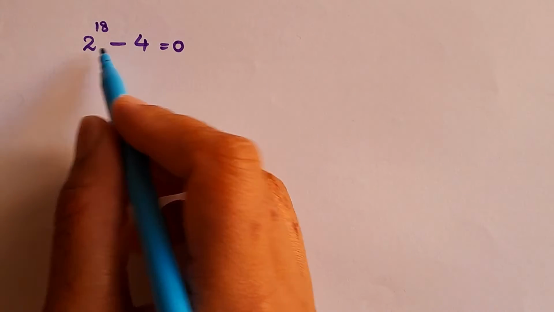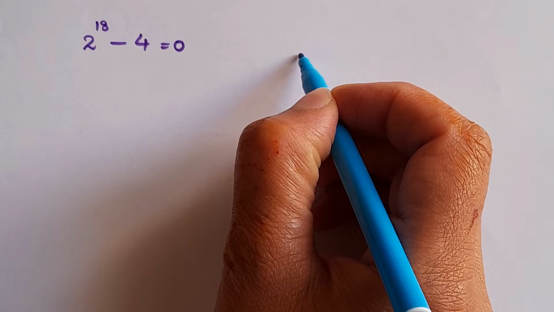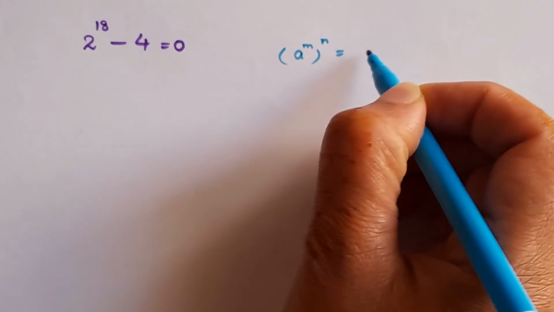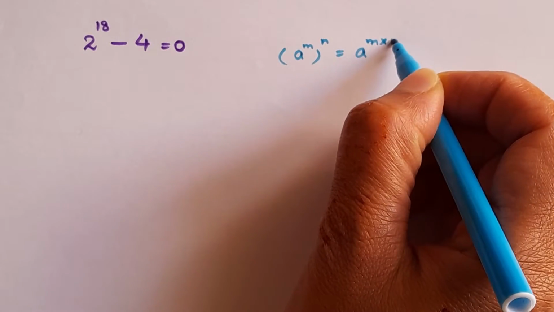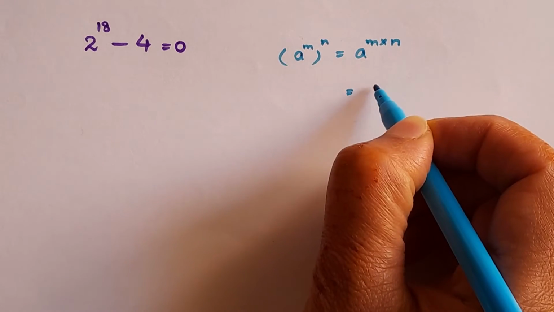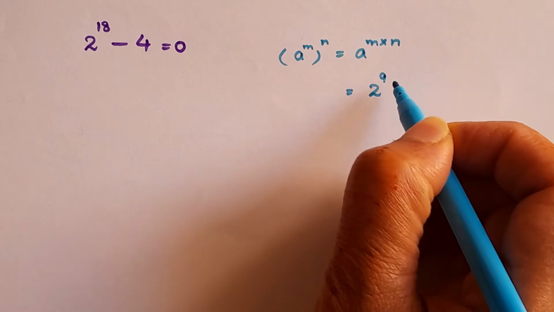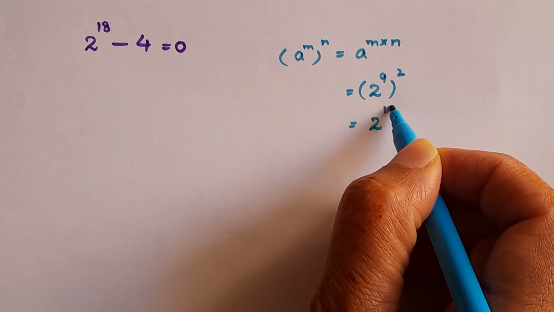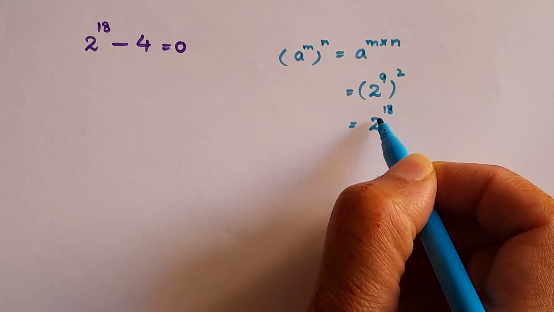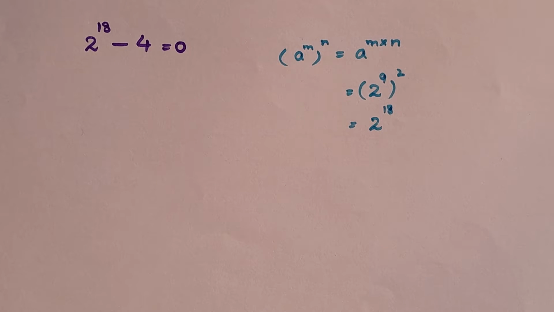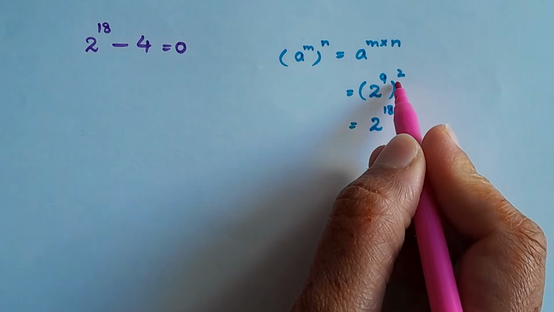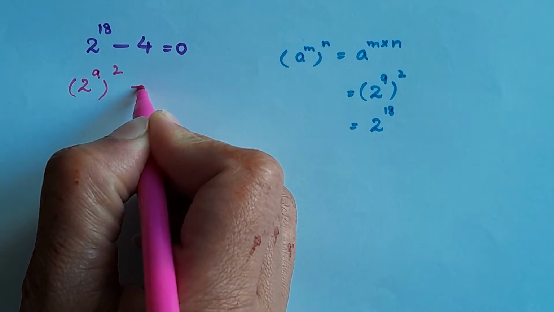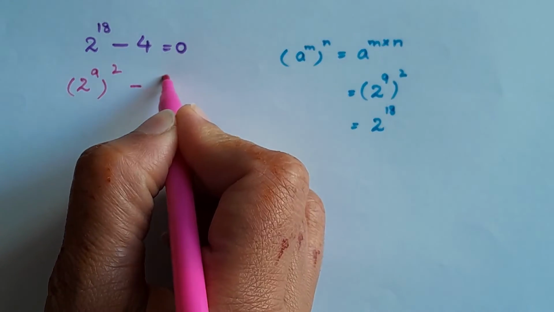We are going to split the power using the power rule. That power of a power rule is: if a raised to power m, raised to power n, this is equal to a raised to power m times n. We can split the power 18 as 2 to the power 9 whole to the power 2, because after multiplying the powers it will again be 2 to the power 18. It means that we can write 2 to the power 18 as 2 to the power 9 whole to the power 2, and 4 is equal to 2 to the power 2.